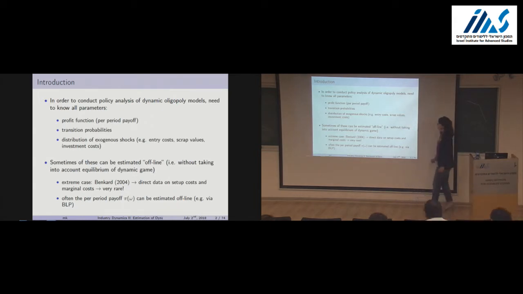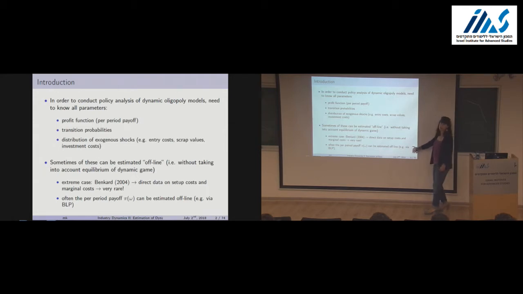Sometimes these can be estimated offline, and by offline I mean without really taking into account the dynamic structure of the model. The example we saw yesterday was an extreme case because we basically managed to get all of the parameters offline one way or another. This is very rare. But in most applications I will talk about today, except one, the per period payoff is another example of a parameter that can be estimated offline.